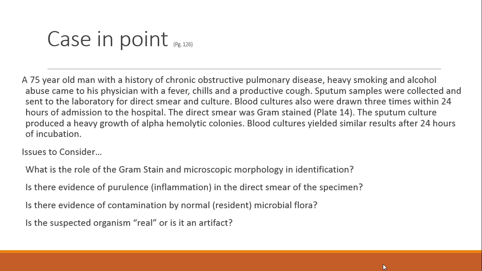A 75-year-old man with a history of chronic obstructive pulmonary disease, or COPD. He's a heavy smoker with some alcohol abuse. He comes to his physician with fevers, chills, and a productive cough, so he's coughing stuff up. Sputum samples are collected and sent to the lab for a direct smear and culture. Blood cultures are also drawn 3 times within 24 hours of admission.